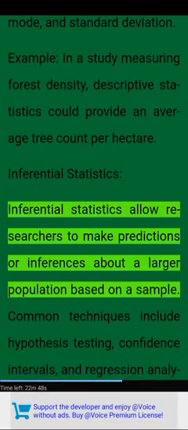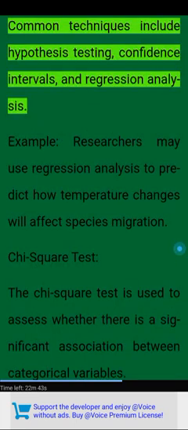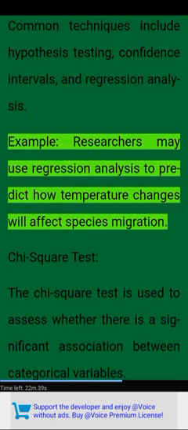Inferential statistics. Inferential statistics allow researchers to make predictions or inferences about a larger population based on a sample. Common techniques include hypothesis testing, confidence intervals, and regression analysis. Example: researchers may use regression analysis to predict how temperature changes will affect species migration.